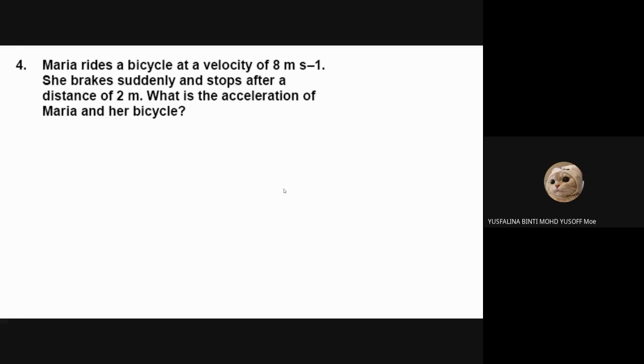So you already know V, you already know U, and you have an S already. You can see here it uses distance, right? So distance you can still consider as S. Even though we know that S is actually the displacement, for this one we just ignore the direction of motion. We just want the magnitude. What is the acceleration of Maria and her bicycle? Give you 2 more minutes, then I will call someone to answer the question.